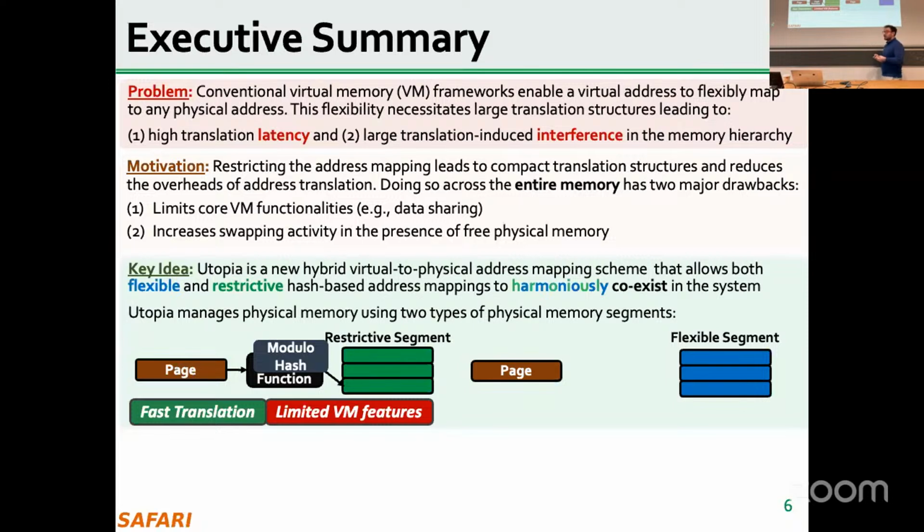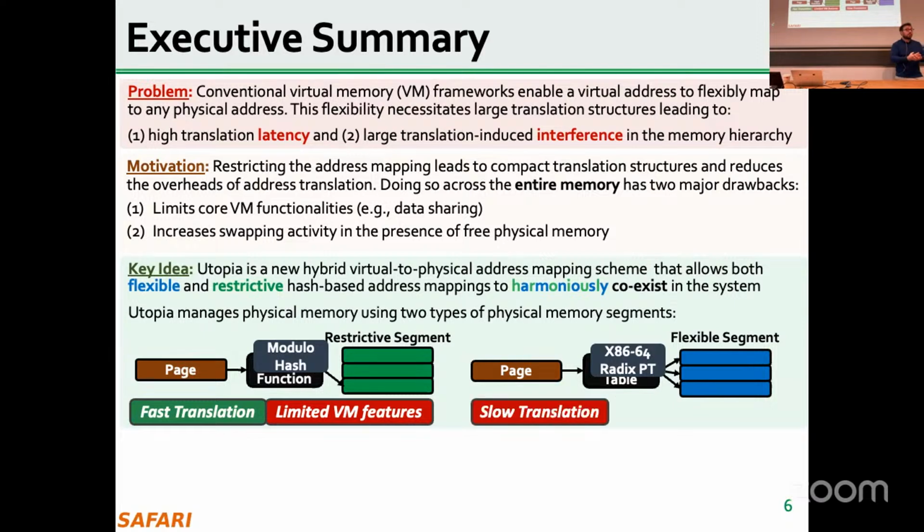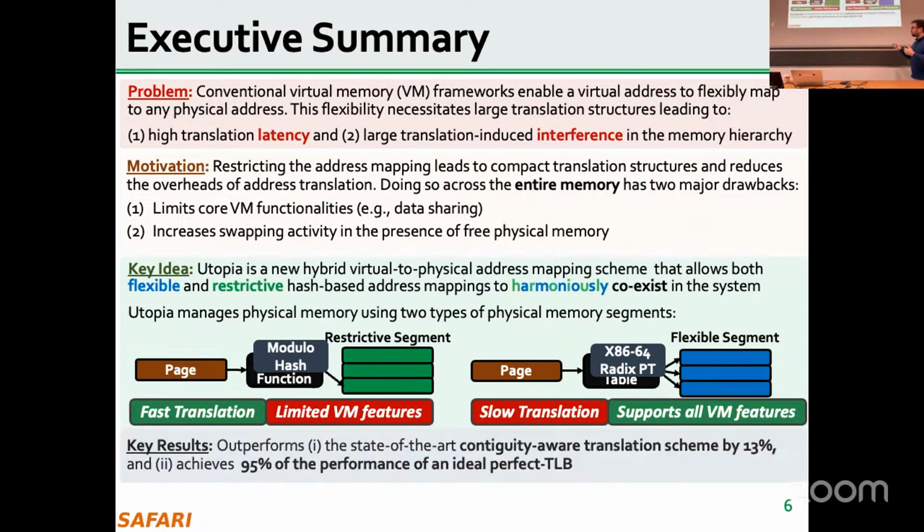And on the other hand, we have a virtual page that we want to map to a flexible segment. In this scenario, we can map it anywhere we want. How do we do this? Using a dictionary, which is a page table, basically. In this scenario, we assume that the page table is like an x86-64 radix tree. And what's the problem with this? It leads to very slow translations. But on the other hand, it supports all the existing virtual memory features. So it doesn't have swapping problems. It doesn't have data sharing problems.